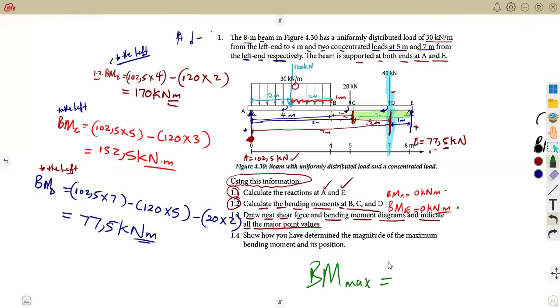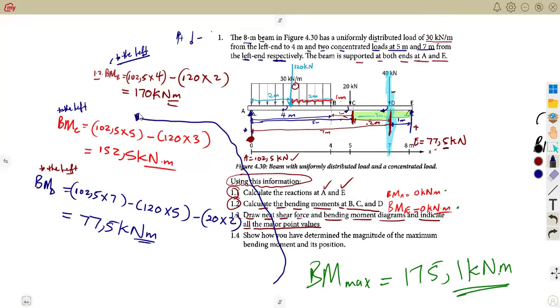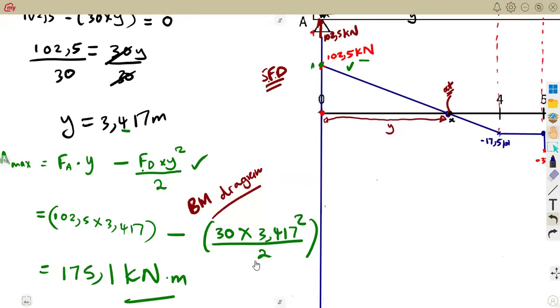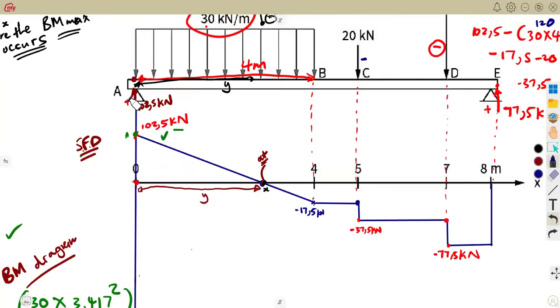Know that there is a maximum of 175.1 kilonewton meter. So we need it. So 175, it's in between what? Remember, at B, it's 170. At C, take note, it is reducing. So it means this 175.5, the maximum bending moment, is in between B and C. In between here. This is our A, this is our B and C here, when we are to present.